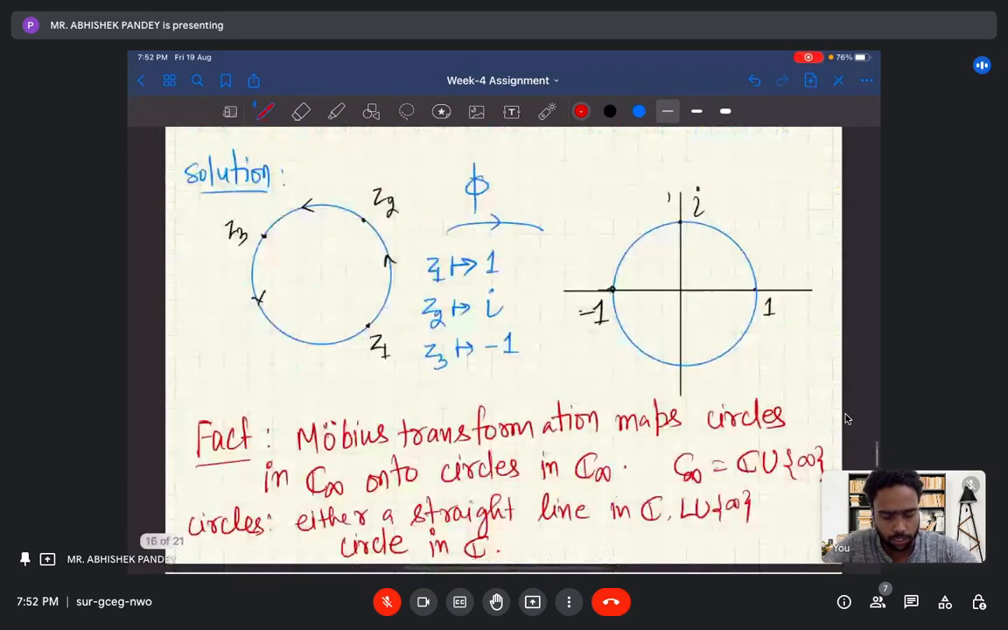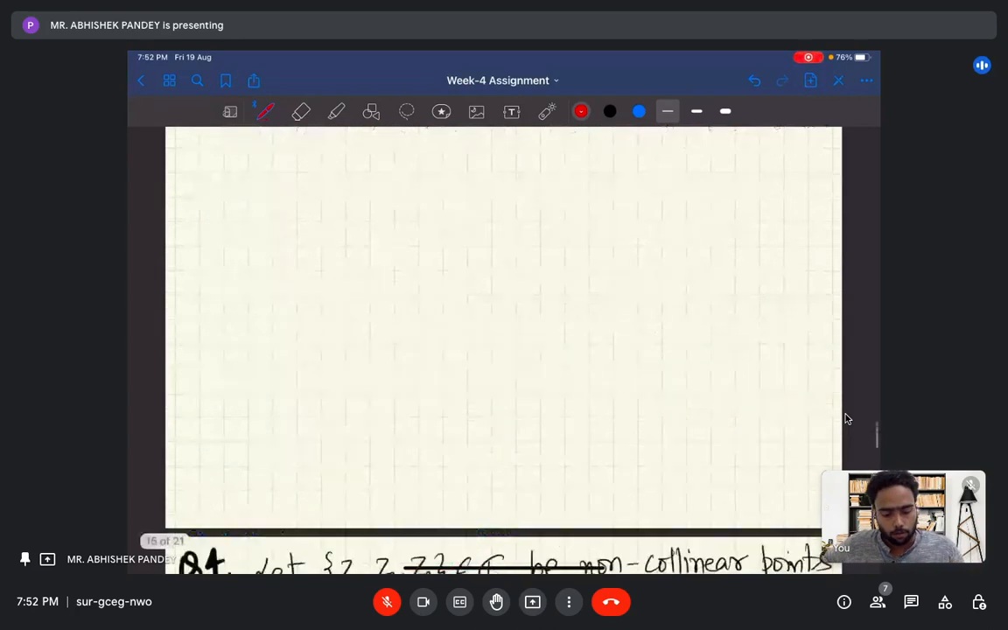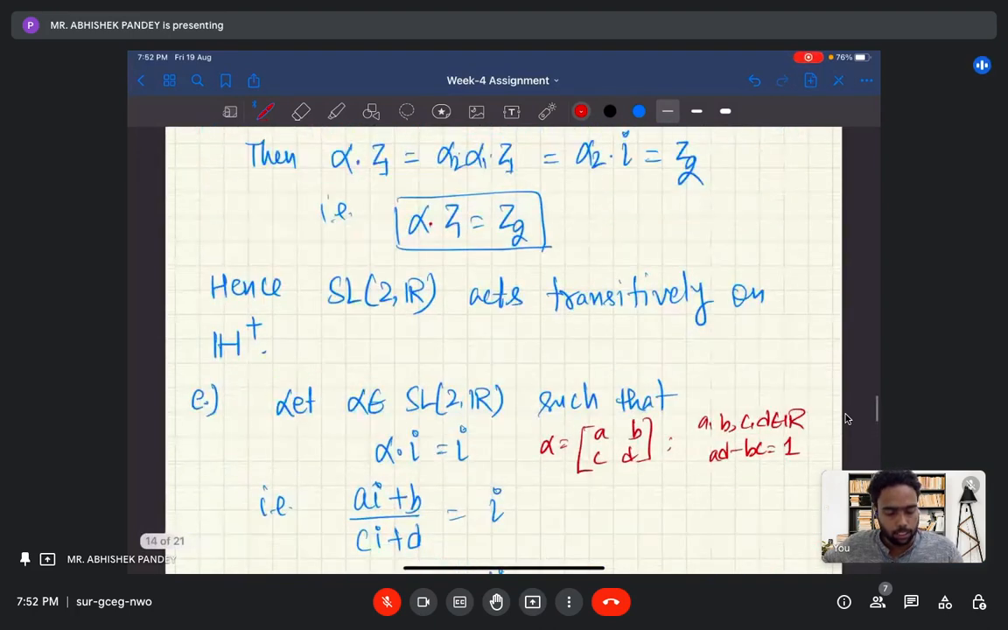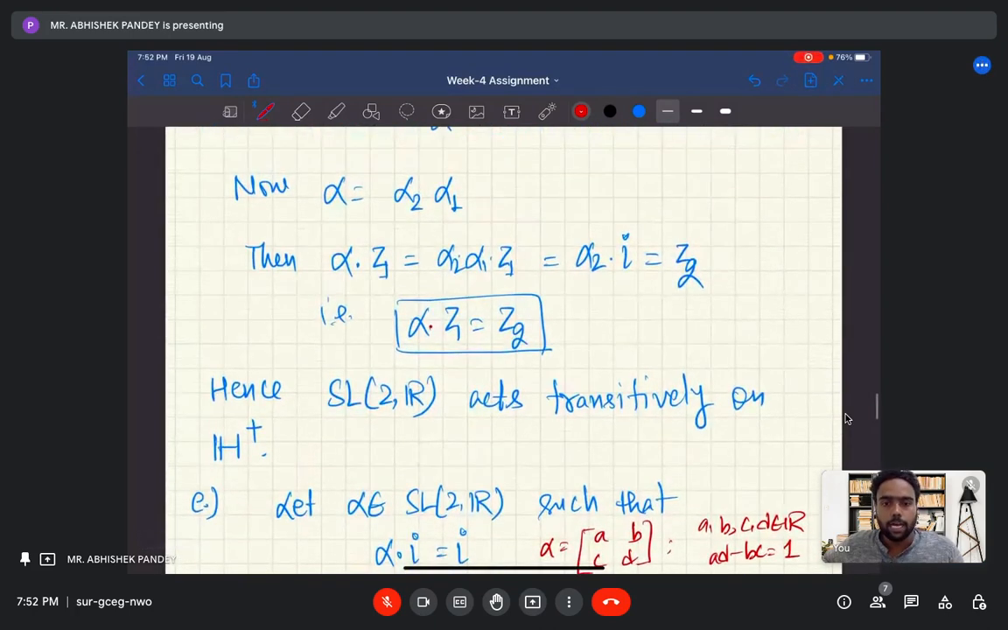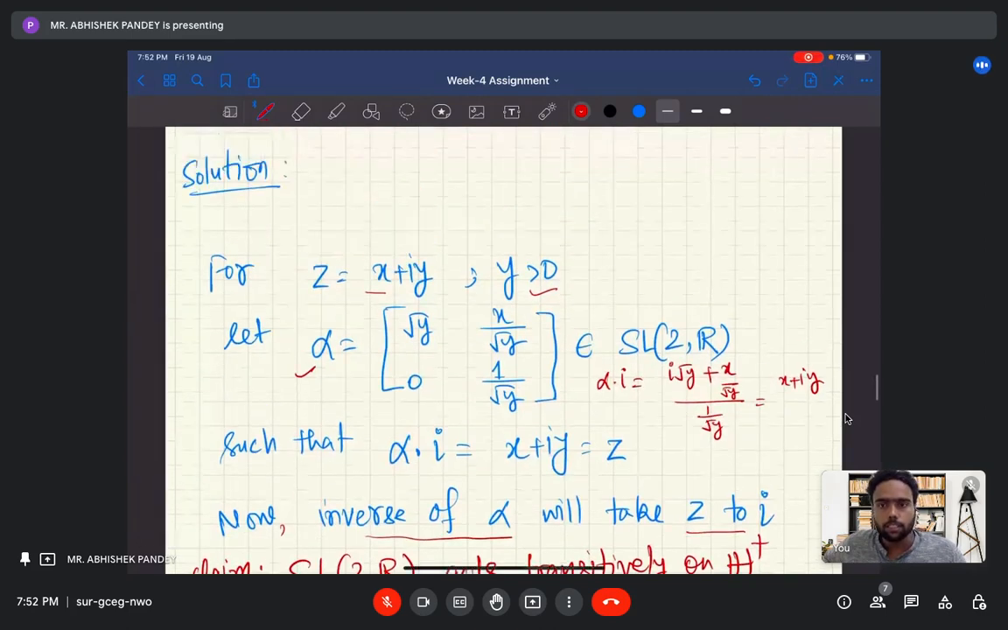So everything was clear, like group action and those things, how a group acts transitively on a set. Keep in your mind that SL2R acts transitively on the upper half plane. This group action is also useful in defining Riemann surfaces. So this will come later. Everything is clear, I think.